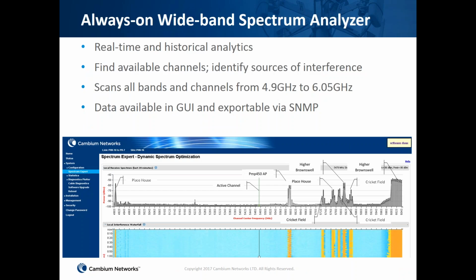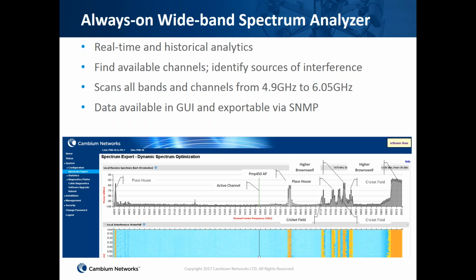So this would be our GUI. If you buy a radio and then log in, if you go to Systems and Spectrum Export, you find this chart. This is a really useful chart. On this chart, we have 4.9 all the way to 6.05. So the entire spectrum is shown over here.